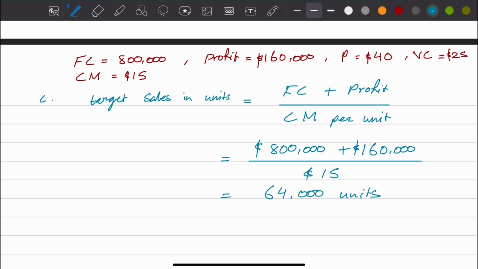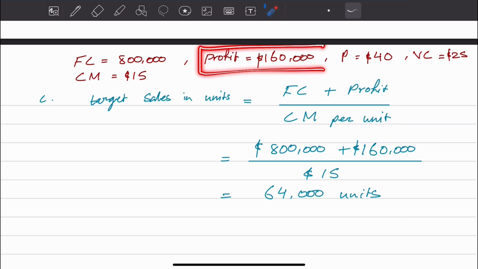What does that mean? That means that if the company decides to reduce its selling price to 40 and increase their target profit to 160,000, while their fixed costs remain the same and their variable costs remain the same, their new target sales in units that they need to achieve in order to successfully achieve this profit is that they need to produce and sell 64,000 units. Okay?